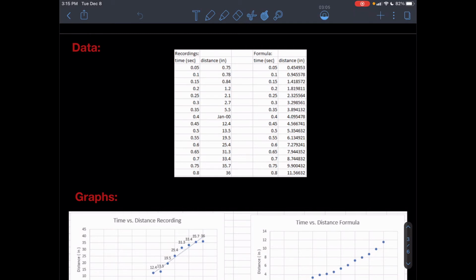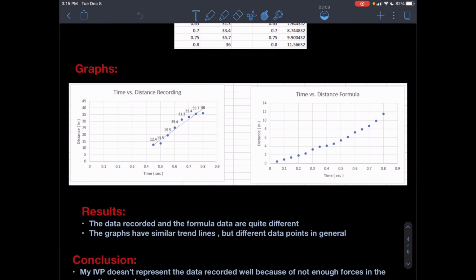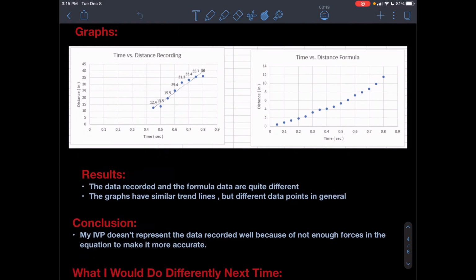Below, moving on, we have graphs. The one on the left is the recording, and the one on the right is for the formula. They have similar trend lines, but as you can see, the data is quite different. The graphs have similar trend lines, but there's different data points in general. I mean, they're not even in the same realm. We're talking feet compared to inches here. And my conclusion is that my IVP doesn't represent the data very well.